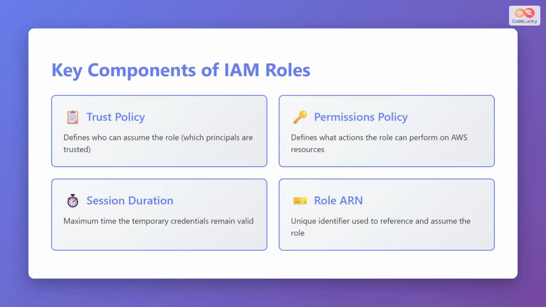Every IAM role consists of 4 key components. First, the trust policy, which defines who is allowed to assume the role and specifies which principals are trusted. Second, the permissions policy, which determines what actions the role can perform on AWS resources once it's assumed. Third, the session duration, which sets the maximum time that temporary credentials remain valid. And fourth, the role ARN, or Amazon Resource Name, which is the unique identifier used to reference and assume the role. These components work together to provide secure, time-limited access to AWS resources.